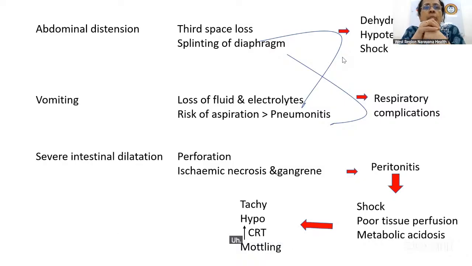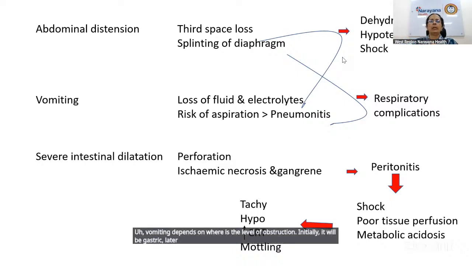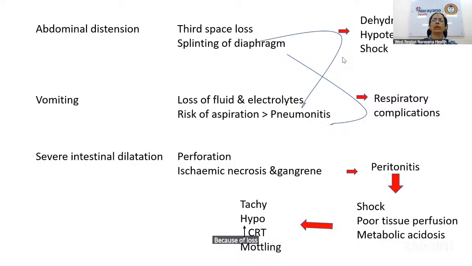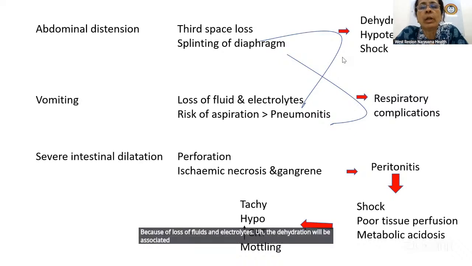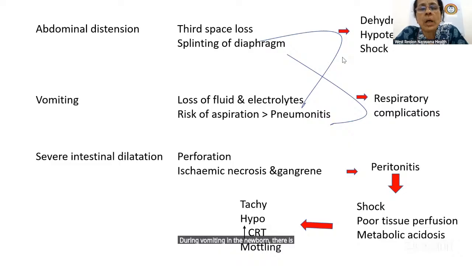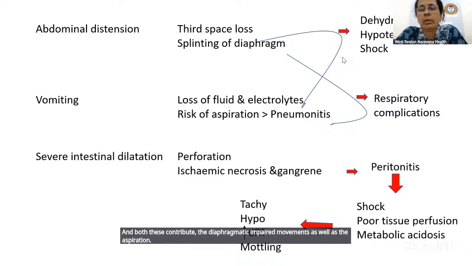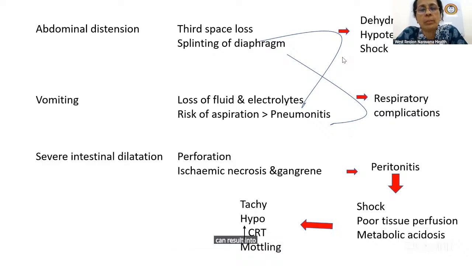Vomiting will be the second most common manifestation. Vomiting depends on where is the level of obstruction. Initially, it will be gastric, later on, it will be bilious. Because of loss of fluids and electrolytes, the dehydration will be associated with electrolyte disturbances. During vomiting in the newborn, there is a risk of aspiration and pneumonitis. And both these contribute, the diaphragmatic impaired movements as well as the aspiration can result into respiratory complications.